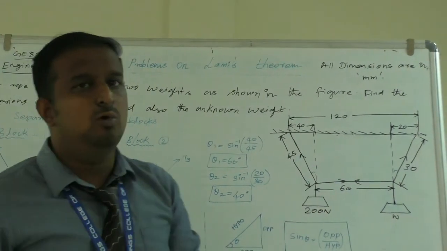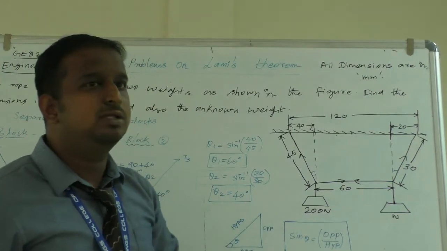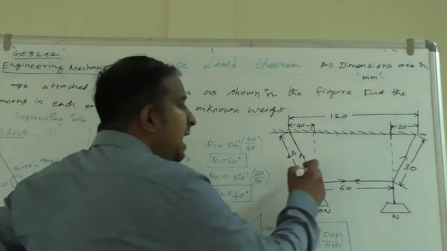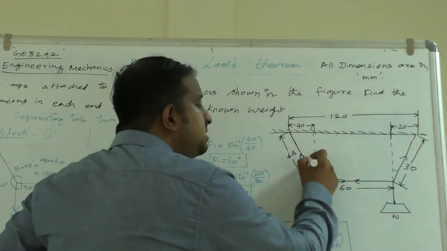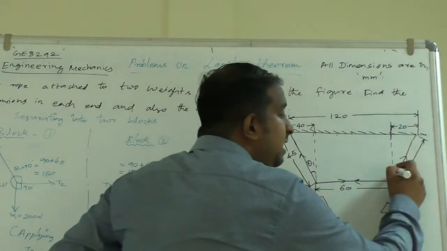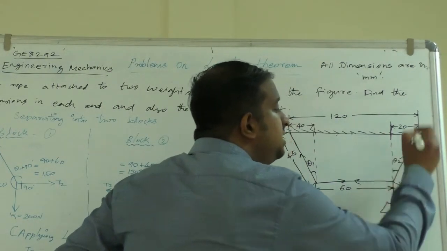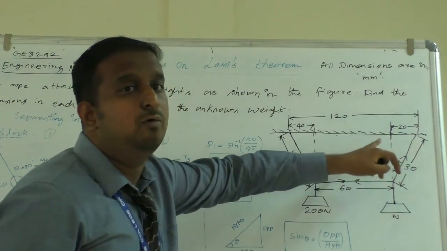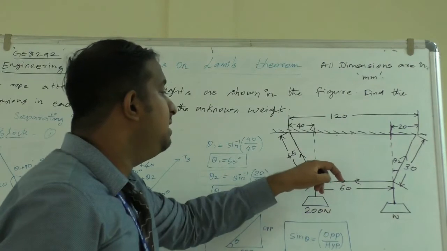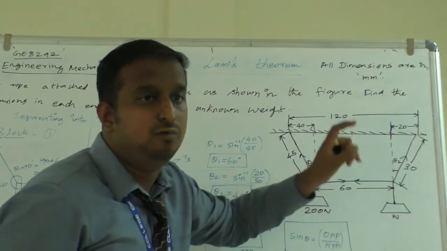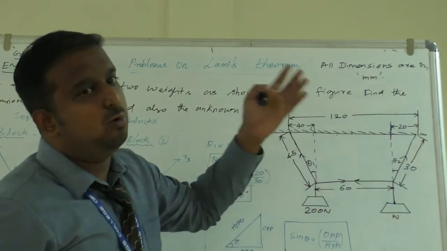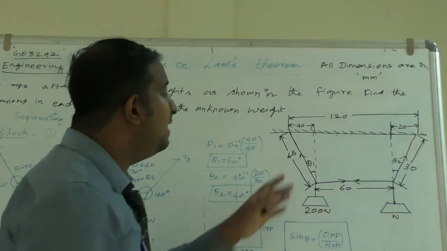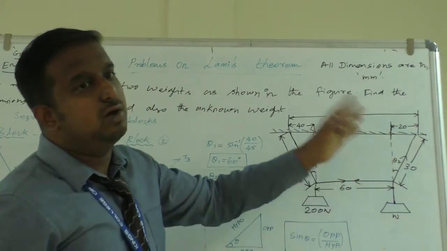So what do you have to do now? First you have to find the angle theta. I am taking this angle as theta 1 and this angle as theta 2. Theta 1 and theta 2 must be found first, and after that we can go to the problem. So how do we find the values of theta 1 and theta 2? We have the following steps.